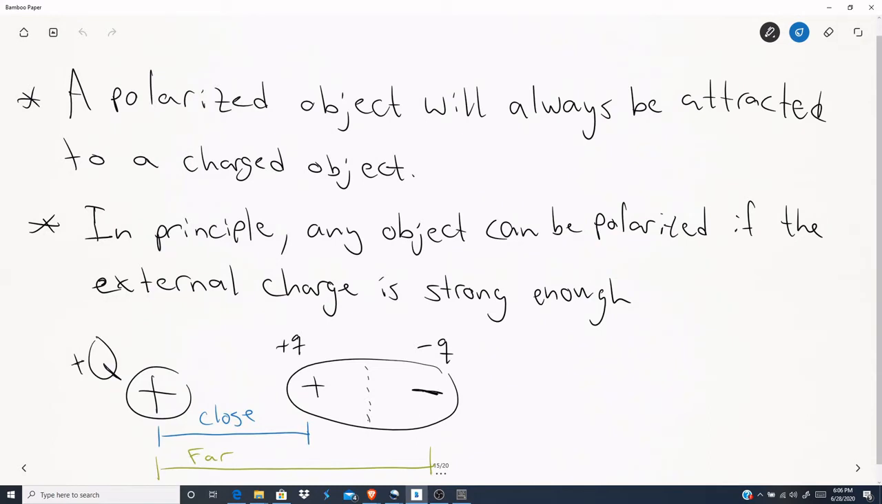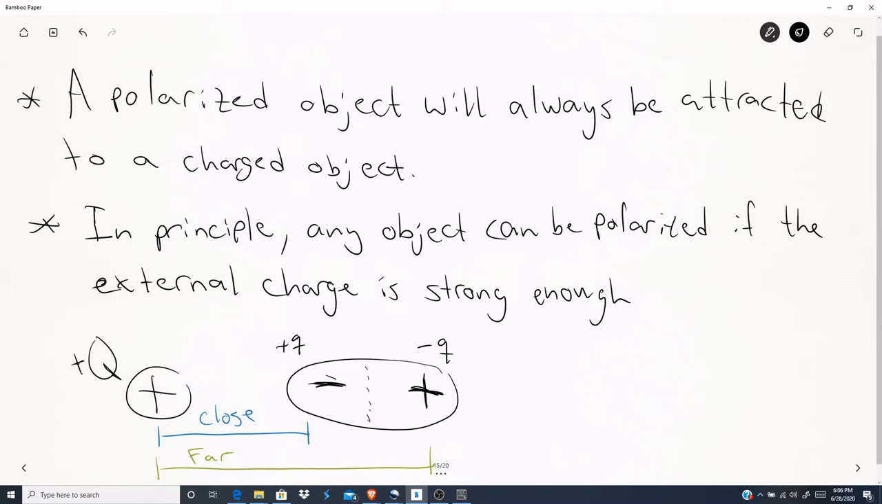Polarized objects are always going to be attracted to the charged object that caused the polarization. The reason for that is, if you look at this picture at the bottom, the picture is a little bit backwards, so let me fix that. The reason is that the negative charges get close to the external charge, and the positive charges are far away. So you should understand that this positive charge exerts an attractive force on these negative charges.